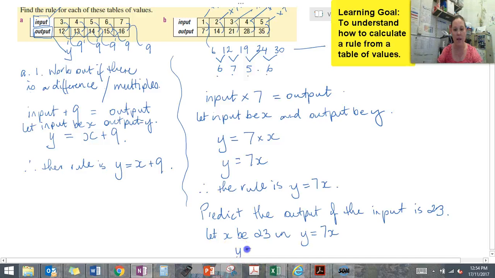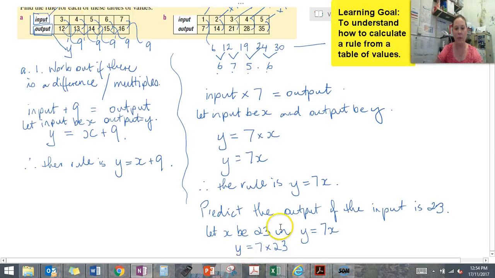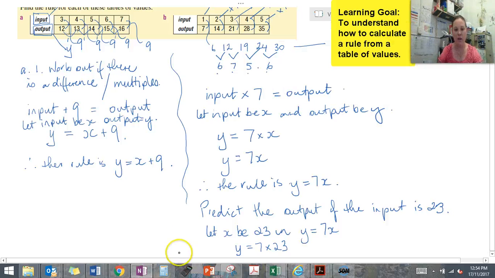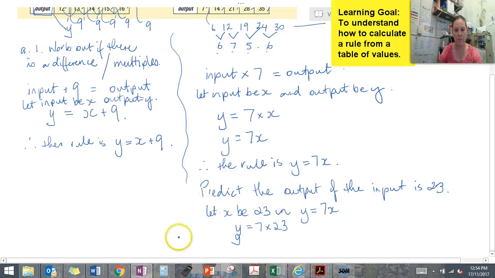So it'll be Y equals 7 times 23, and then we would use our calculator to calculate that. So 7 times 23 equals 161. So then Y equals 161. And that's our answer.